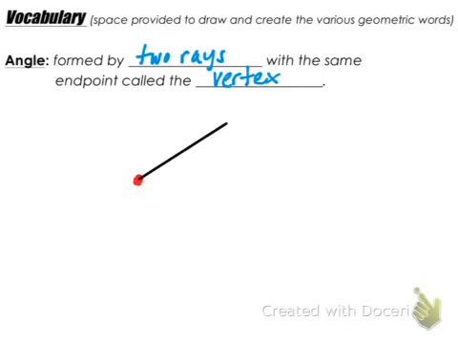So here's our point, here's our one ray, and since an angle is formed by two rays from the same endpoint, we have to draw another ray. This point right here is called the vertex, not an endpoint anymore. The fact that we have one line going from one point and a different line starting from the same point, that's called the vertex. So, highlighting our vertex right there, and there we go.